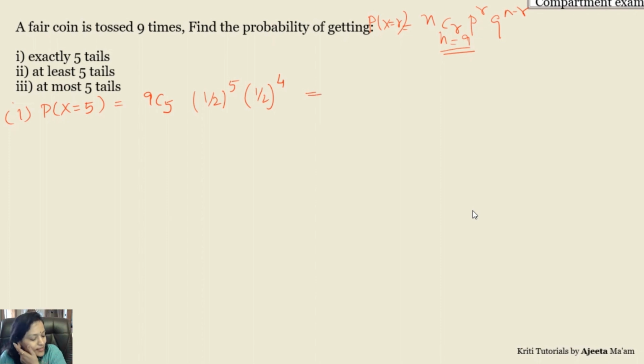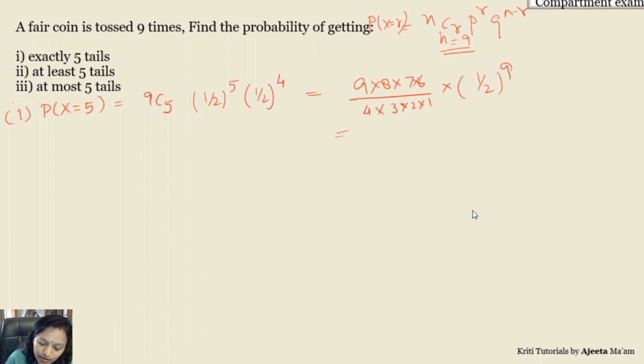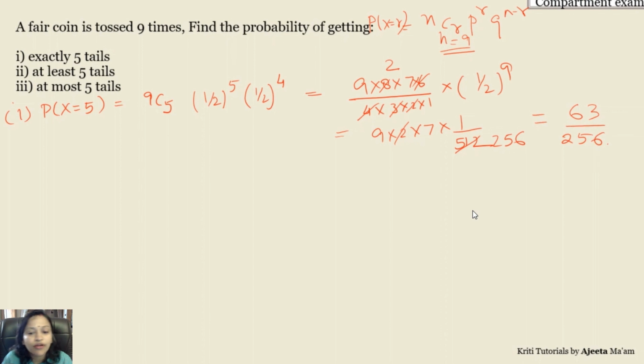So we have here 9C5. So 9, 8, 7, 6, factorial 5 we cancel out, 4, 3, 2, 1, and into 1 by 2 raised to 9. Correct? Now let's do it. 3 2s are 6, 4 2s are 8. So 9 into 2 into 7 into 1 upon 512. What is 2 raised to 9? 512. So 256. So 63 upon 256. That is what we have as the answer.